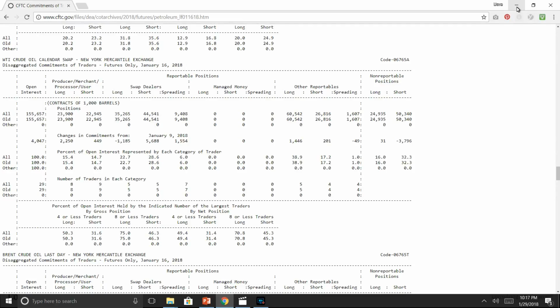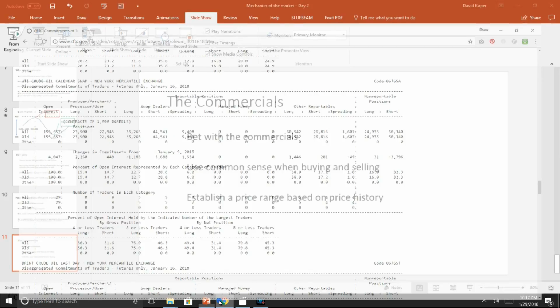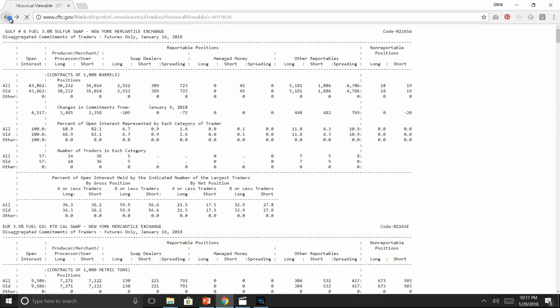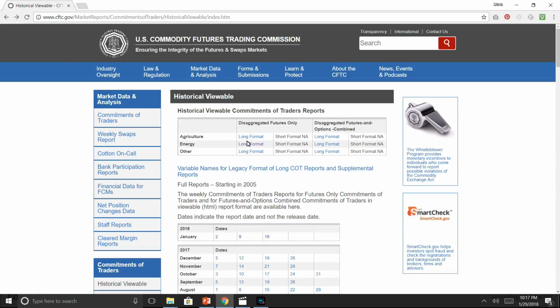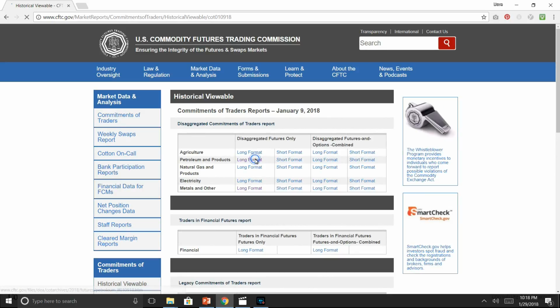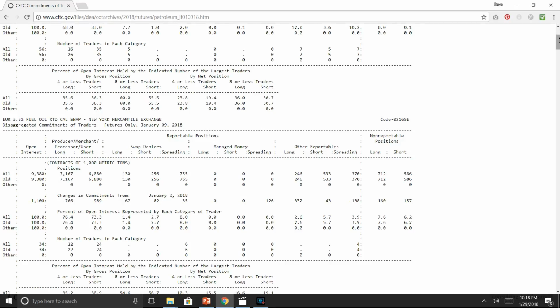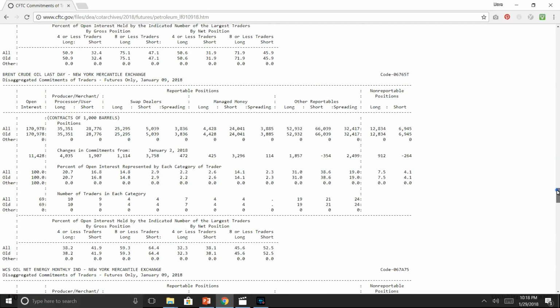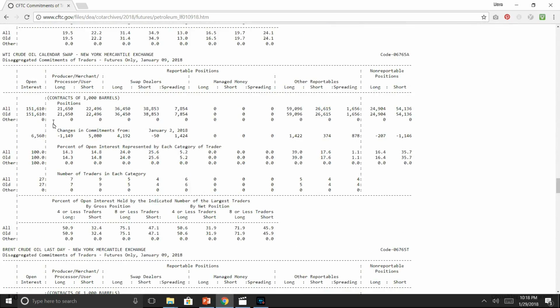So, if we wanted to go back and look at a previous week. So if we looked at January 9th and we looked at petroleum products, you're gonna see different numbers here. And so that's what we were on. WTI crude. Okay, so they were long 21,000 and they were short about the same. So I'm just showing you where to find the raw data. This isn't going to help you all that much.